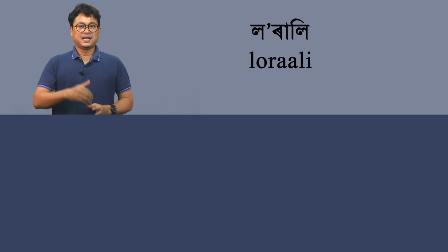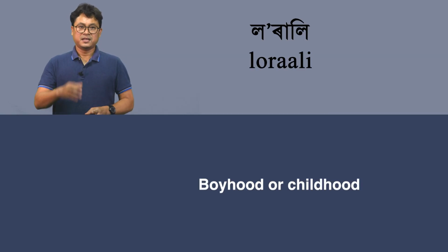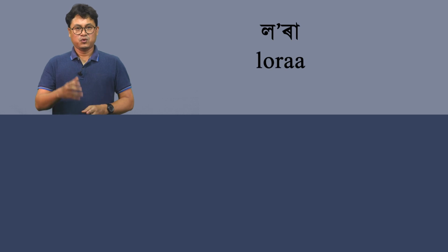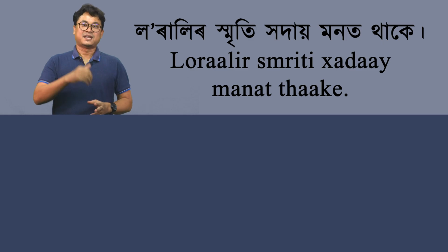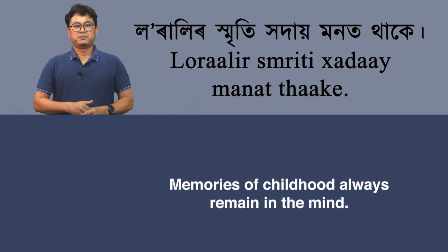The other Assamese suffix ali is used to derive nouns referring to a stage of life or experiential phase. However, this suffix is extremely limited in productivity and occurs only in a small number of established lexical items. For example, lorali means boyhood or childhood, from lora, which means boy, as in loralir smriti hodai monot thake. That means memories of childhood always remain in the mind.